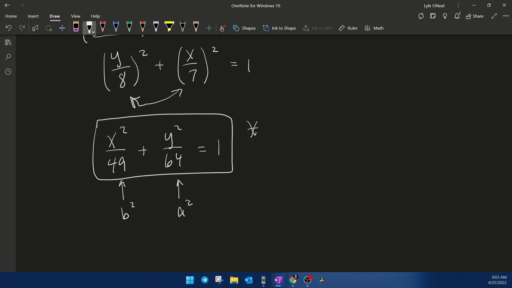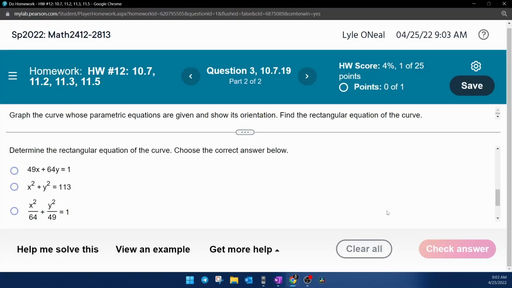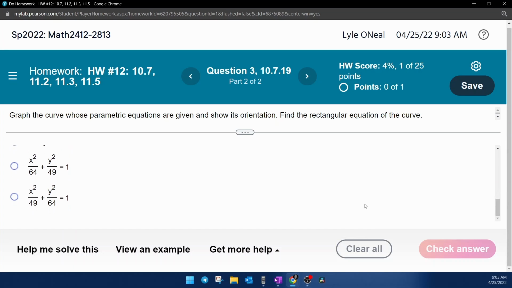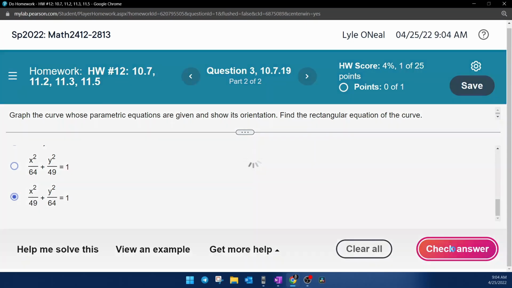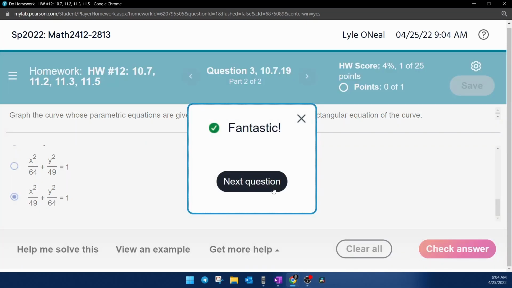But now what we want to do is go back to MyLab Math and see if this is the correct rectangular form of the equation. And back to our MyLab Math, determine the rectangular equation of the curve. So the first three answer choices do not match what I got. Oh, there it is. Answer choice D had the 64 under the y squared and the 49 under the x squared. And we're good. So that's going to do it for this particular problem.